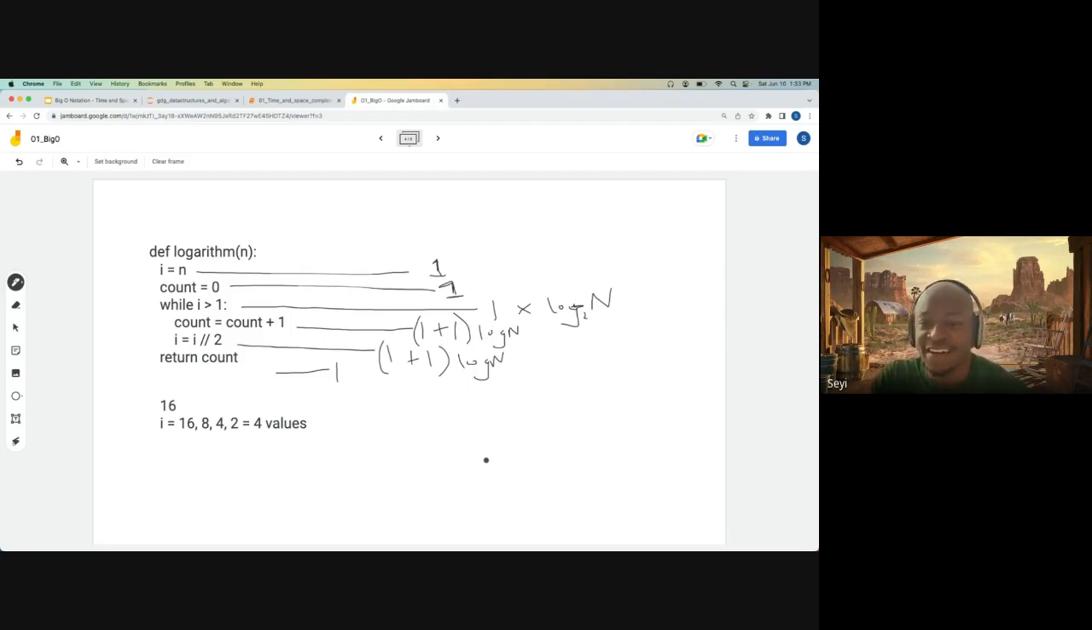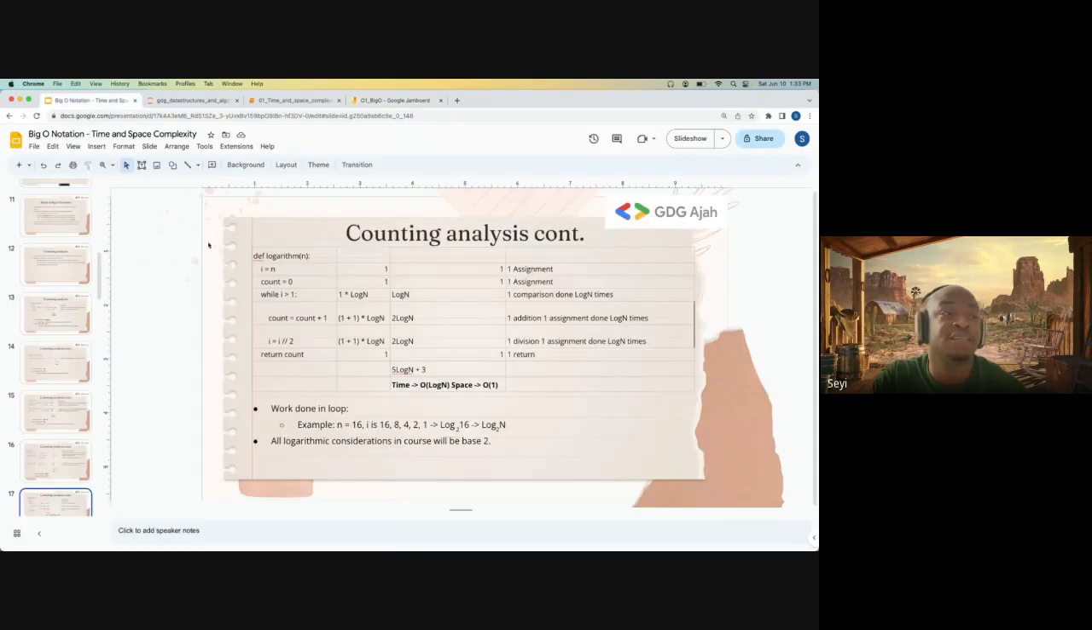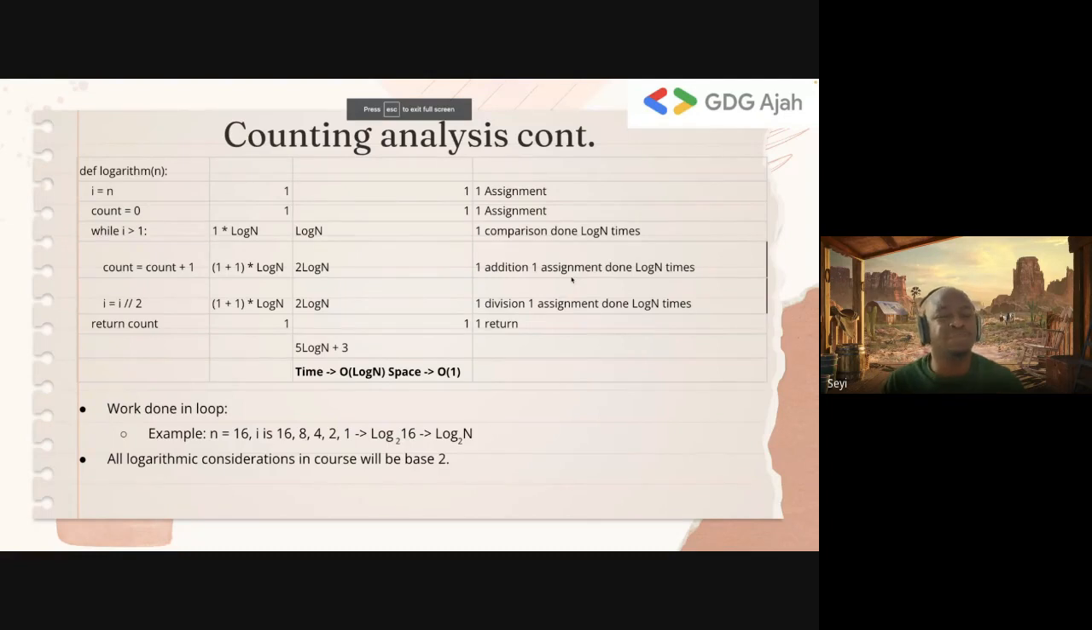Okay, so let me go back and see where we are now. I hope this logarithm is clear. It's important we get these basic concepts, because these things are going to show up again and again, and they will show up in bigger examples. So you have to get why it's logarithm. Please, thumbs up if you get it, thumbs down if you don't.